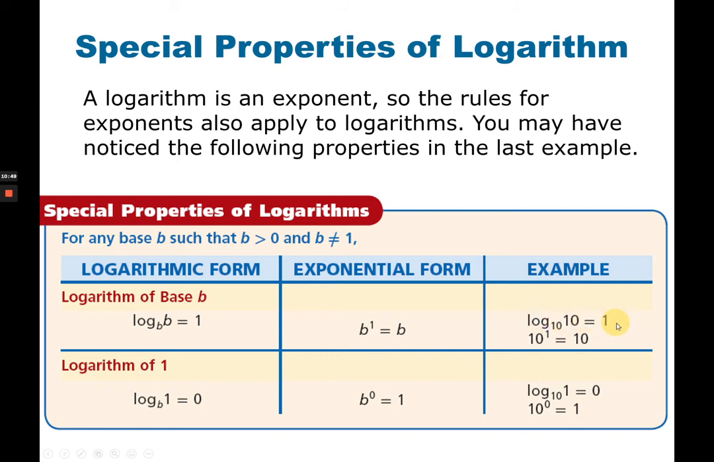Here's your logarithmic form and exponential form. If you have logarithm of 1, this is actually some kind of identity of logarithm. Logarithm base b of 1 is equal to 0 because the exponential equivalent of it, b raised to 0, is equal to 1. Logarithm base 10 of 1 is equal to 0. 10 raised to 0 is equal to 1. This is your logarithmic form and exponential form.